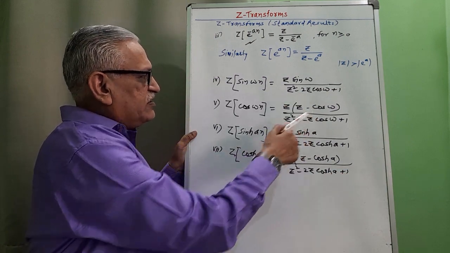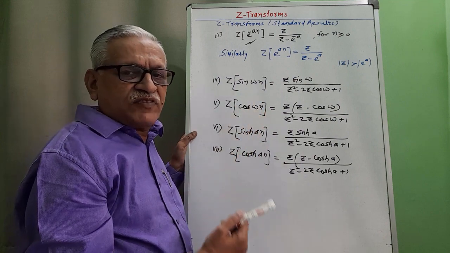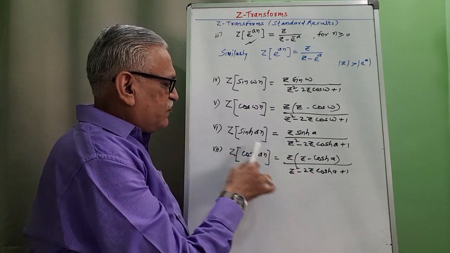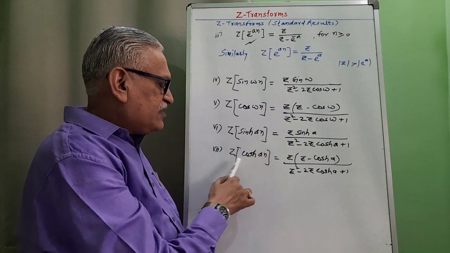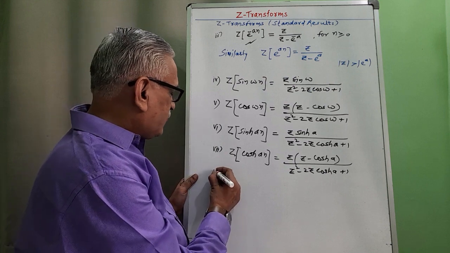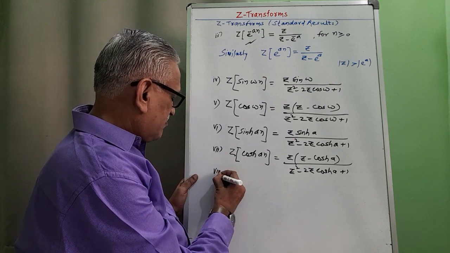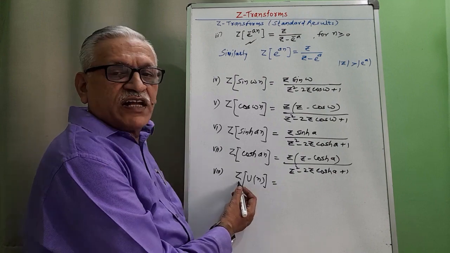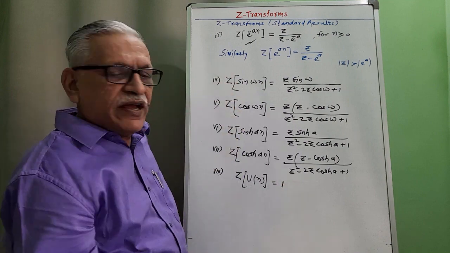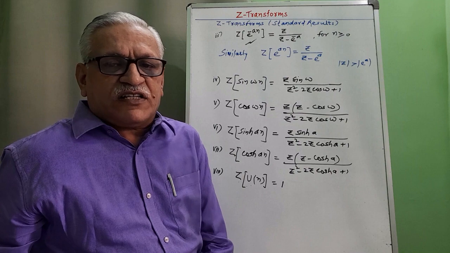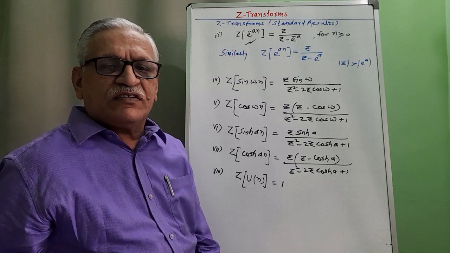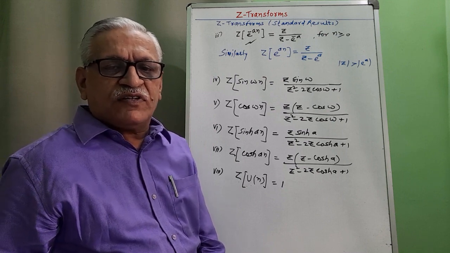Here the denominator is the same in these two results, Z transform of sin omega n and Z transform of cos omega n, and similarly the denominator is the same for Z transform of sin hyperbolic an and Z transform of cos hyperbolic an. And the last one: Z transform of unit impulse function is equal to 1. Therefore, these are the total 8 results as standard results for Z transform. Remember all these results and use them whenever we need to find the Z transform of any function of n.